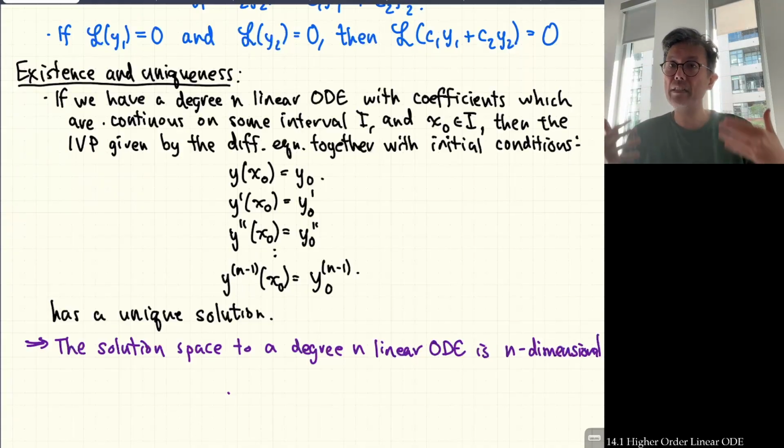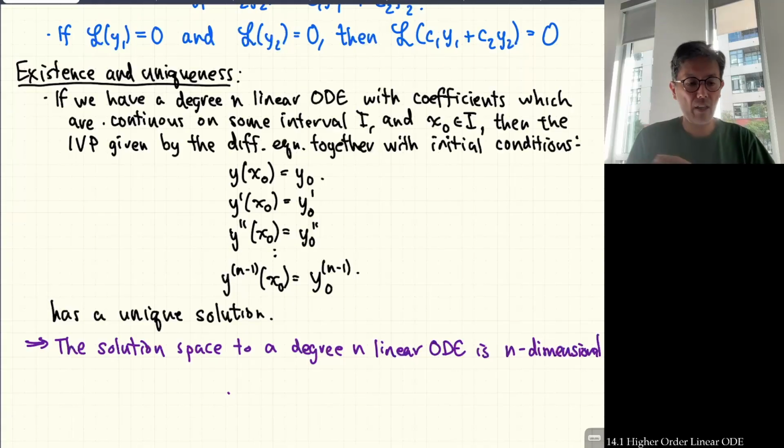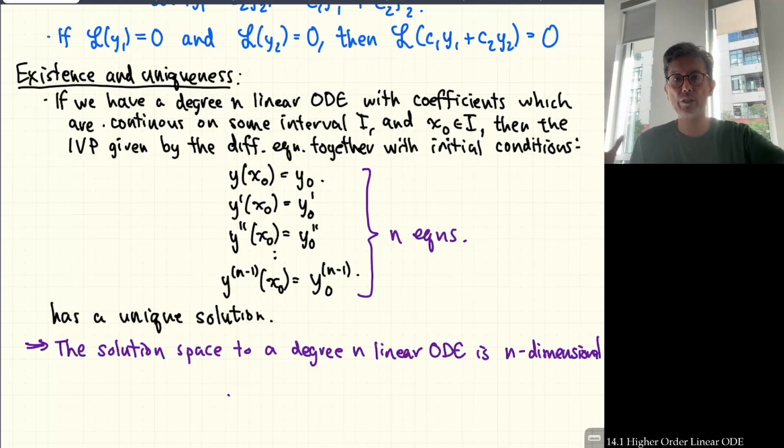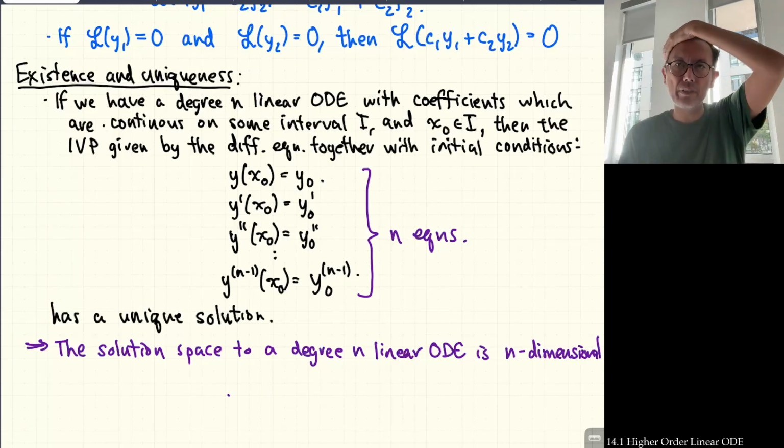Okay, and indeed, the way that you should think of this is these n equations here. These n equations are like n constraints on your general solution. To satisfy any one of them, you need at least 1 degree of freedom. So to satisfy n of them, you need n degrees of freedom. Okay, that's the idea. Yeah, let me leave it there.